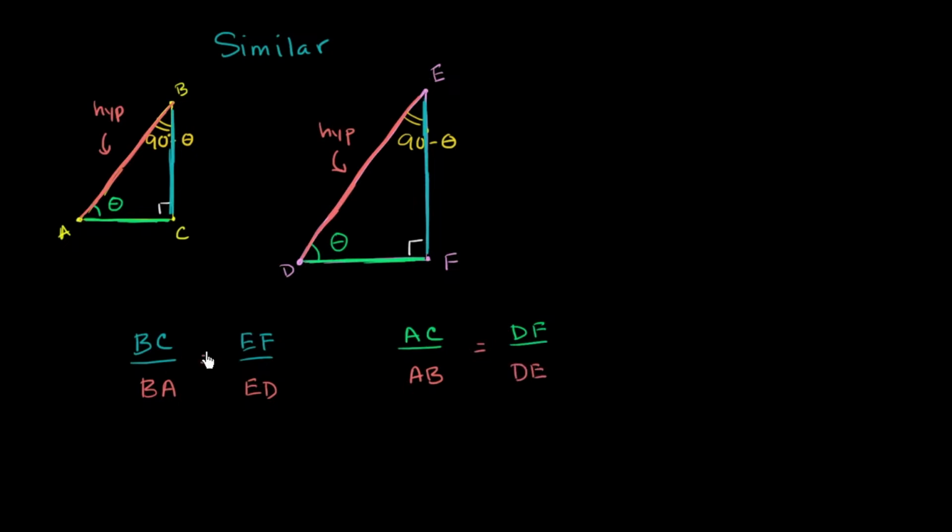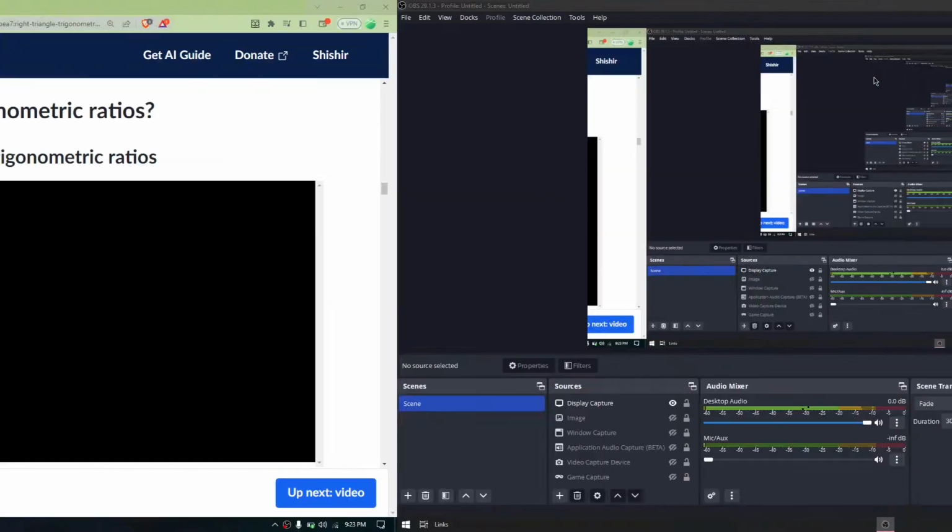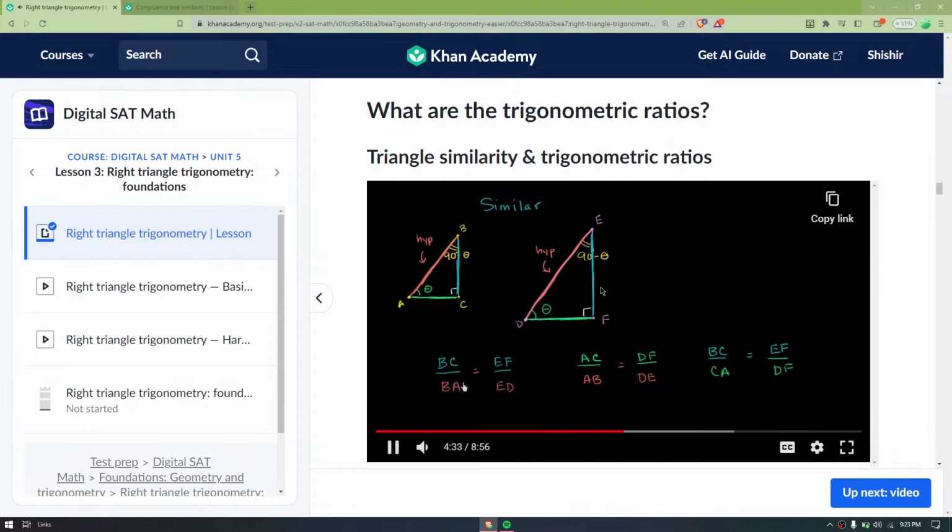Or we could keep going, but I'll just do another one. Or we could say that the ratio of this blue side to the green side of this triangle, BC, the length of BC over CA, is going to be the same as the ratio between these two corresponding sides, the blue over the green, EF over DF. And we got all of this from the fact that these are similar triangles. So this is true for any right triangle that has an angle theta. Those two triangles are going to be similar, and all of these ratios are going to be the same. Well, maybe we can give names to these ratios relative to the angle theta.